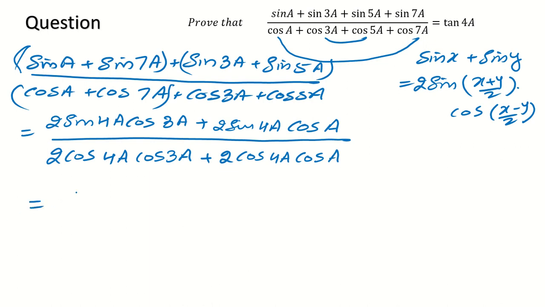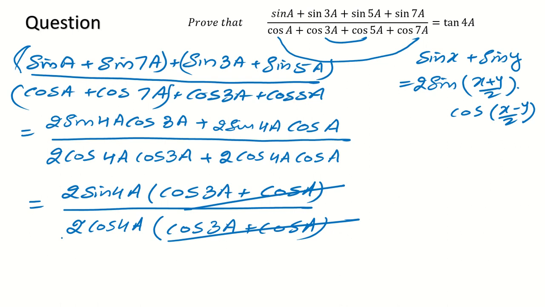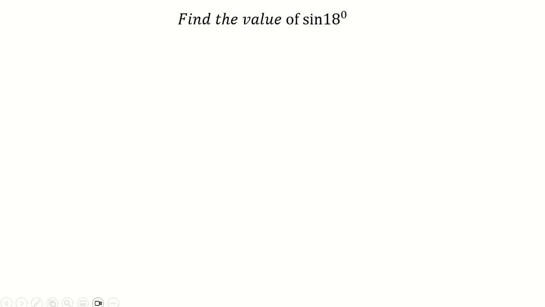Now you can see from the numerator we can take 2 sine 4A common, in the bracket you will get cos 3A plus cos A, over, from the denominator we can take 2 cos 4A common, it will be cos 3A plus cos A. It is cancelled out now and 2 also cancelled out. Sin 4A upon cos 4A will be equal to tan 4A, which is our right hand side. Like this you can prove this question. Yes, this question is very important for the big questions. It is a very big question.